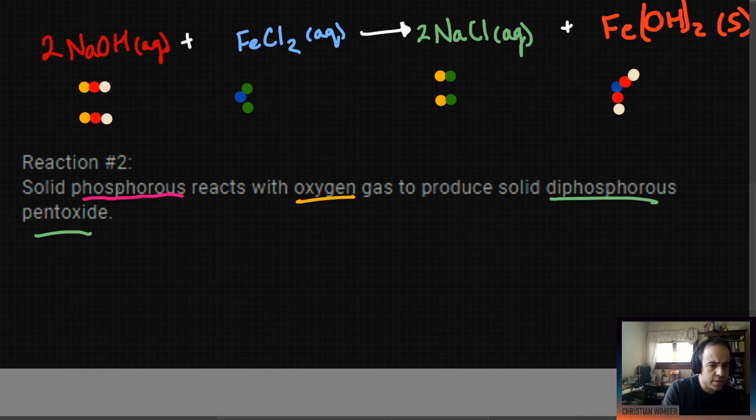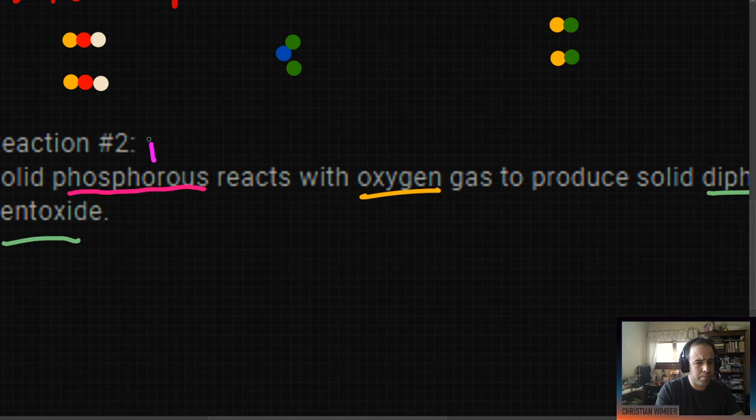The phosphorus here, if I just look up on the periodic table, it's an element. It's just P. That's it. It's not a Hofbrinkel, so it's not P2. Only Hofbrinkels always have that 2 there when they're elements. This phosphorus right here is just a good old P. Now we are told that it's a solid, so I'll just go ahead and put a little S back here.